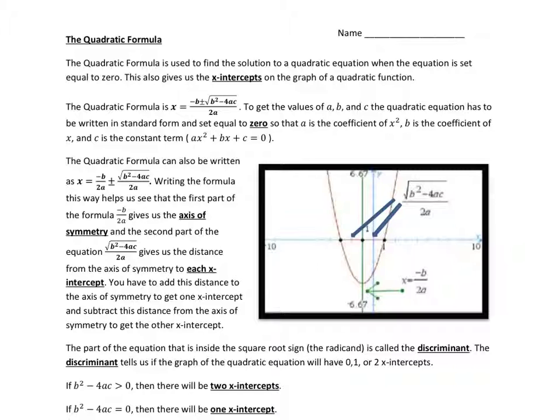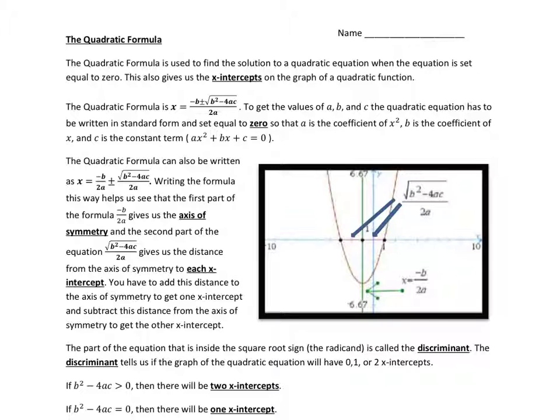To get the values of a, b, and c, the quadratic equation has to be written in standard form and set equal to 0, so that a is the coefficient of x squared, b is the coefficient of x, and c is the constant term.